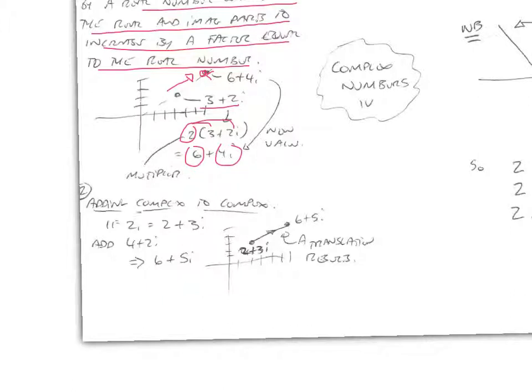Likewise, if we were to add a complex number to another complex number, if we have a complex number 2 plus 3i and we add another complex number 4 plus 2i to that, then 2 plus 4 is 6, 3 plus 2 is 5i. So a translation results. So the original position on the Argand diagram of 2 plus 3i is translated to a new value 6 plus 5i, just from adding the two complex numbers.